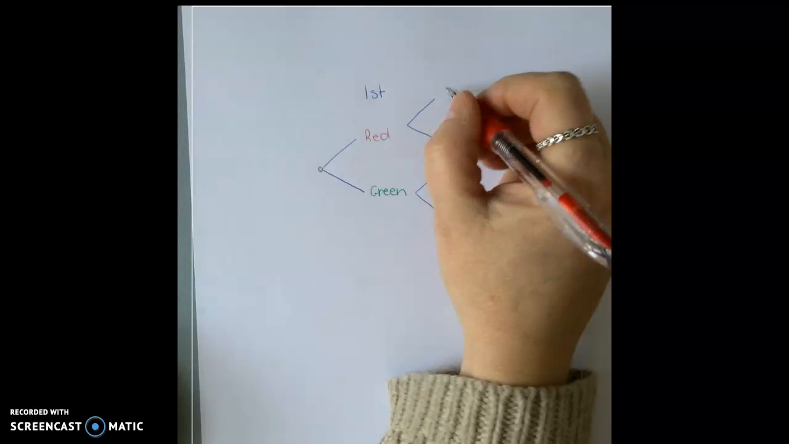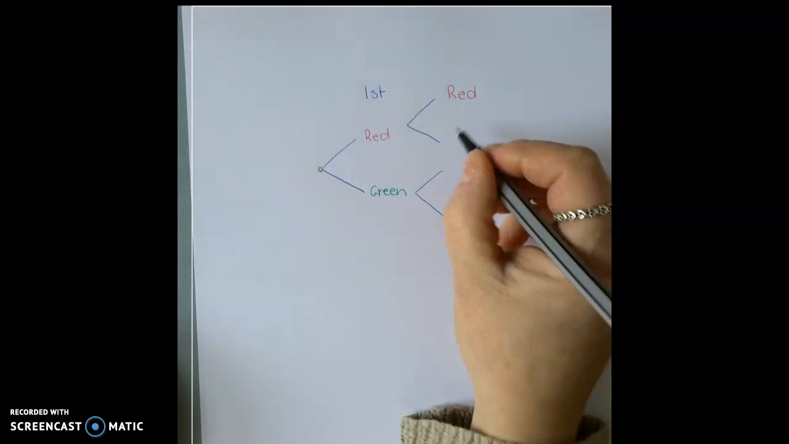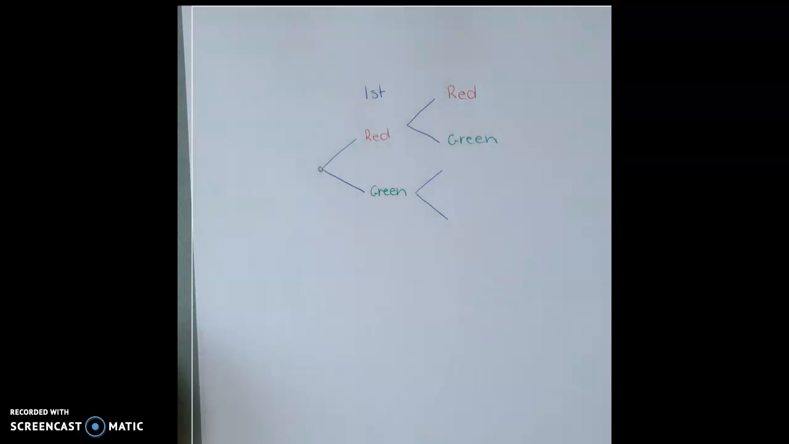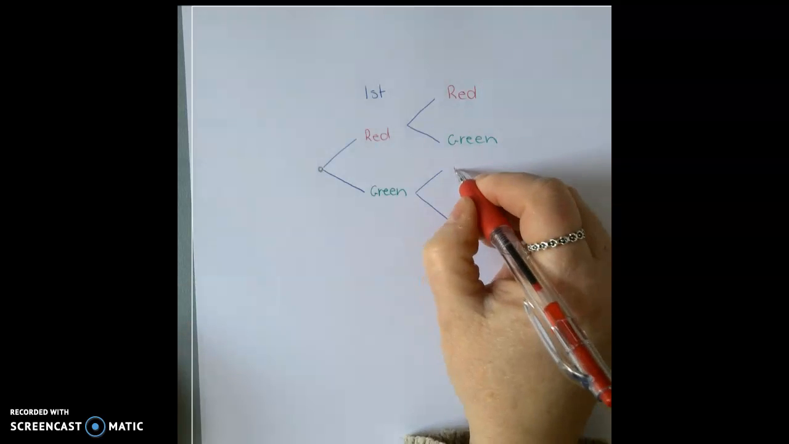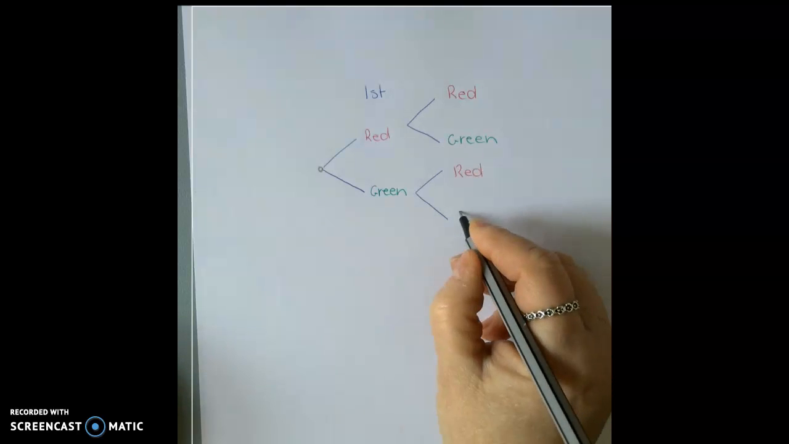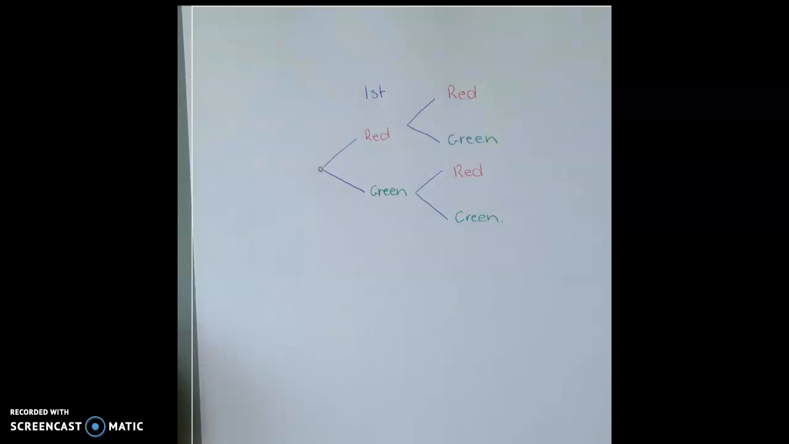So again, we can pick out a red counter or we can pick out a green counter. And if we picked out a green counter first, when we pick out a second, again, we can pick out a red counter or we can pick out a green counter. So those are our options.